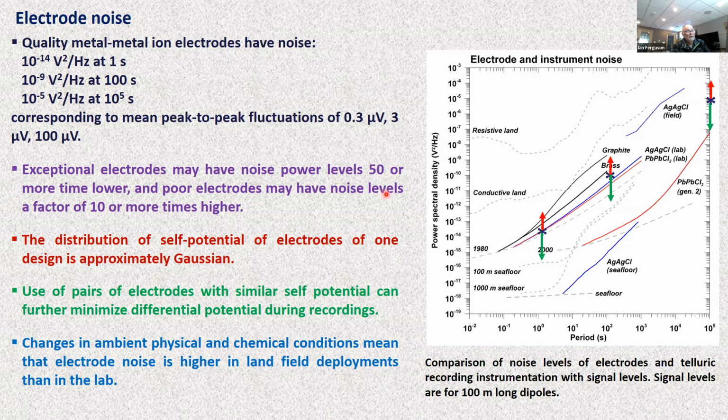Exceptional electrodes might have a noise that's, in terms of the power, a factor of 50 or more better, shown by the green arrow. And poor electrodes might have a performance that's a factor of 10 or so worse. For electrodes of any particular design, it's been found that the noise associated with the half cell potential has an approximately Gaussian form. So therefore, by using pairs of electrodes with similar self-potential, you can minimize the differential potential during recordings. And a final note is that in general, the electrode noise is worse in land deployments than in the lab because of the more variable conditions.